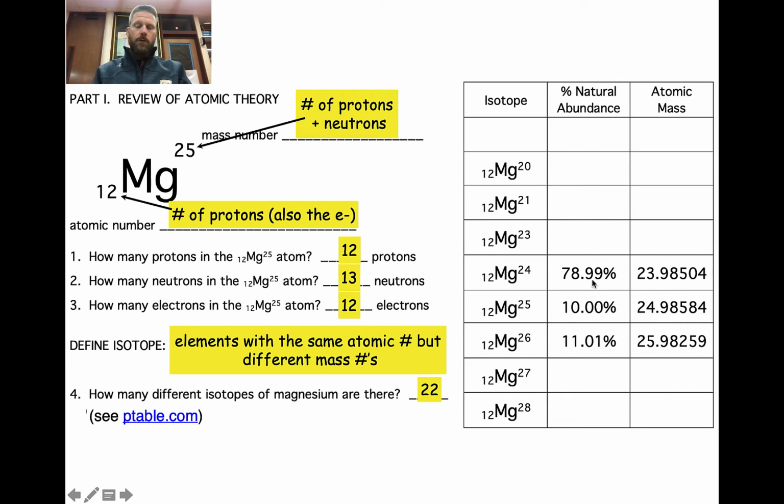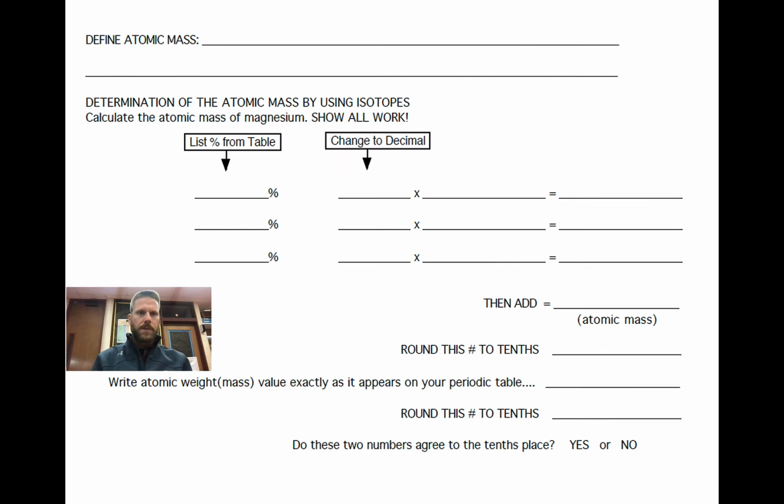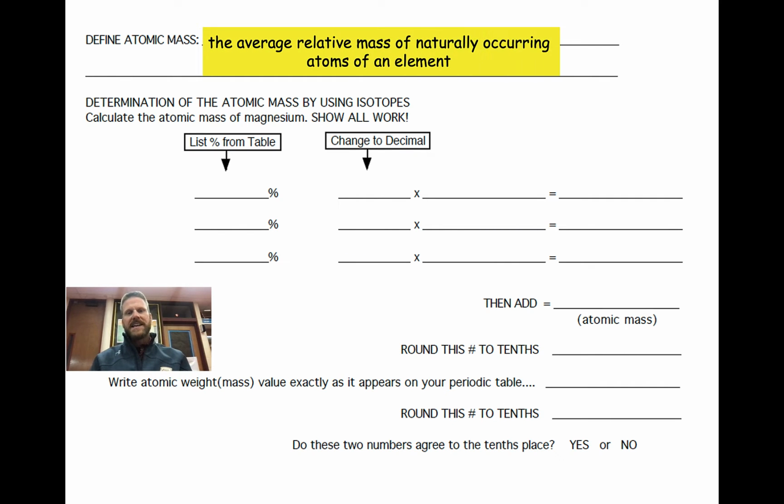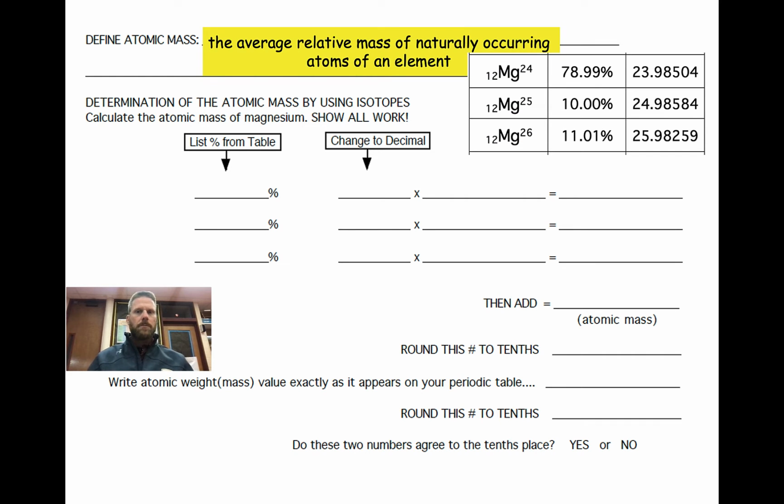We're going to use relative abundance and the atomic mass of each of these isotopes to determine the actual atomic mass that you see on the periodic table. So the atomic mass is an average of all the masses of the naturally occurring isotopes of an element. To determine the atomic mass as it appears on the periodic table, we need to take the natural abundances, multiply by the actual mass of those isotopes, and then add them together.